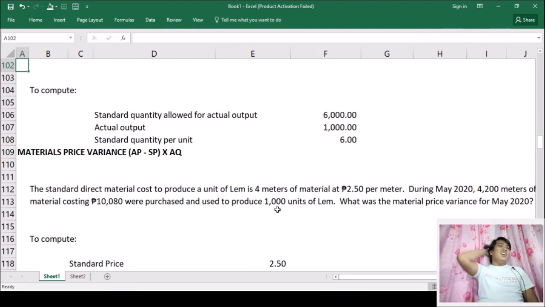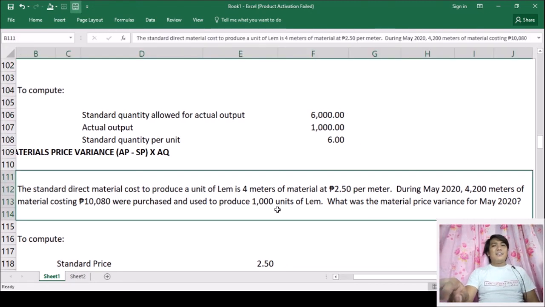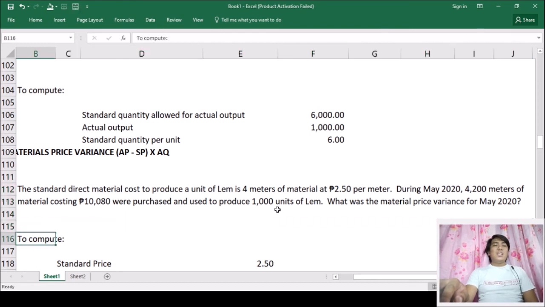Okay. To illustrate the material price variance, this is the problem that I want you to base on. The standard direct material cost to produce a unit of lem is 4 meters of materials at 2.5 per meter. During May 2020, 4,200 meters of material costing 10,080 were purchased and used to produce 1,000 units of lem. What was the material price variance for May 2020?